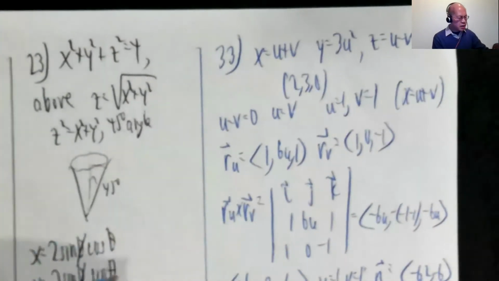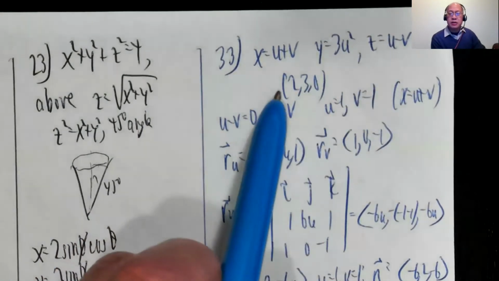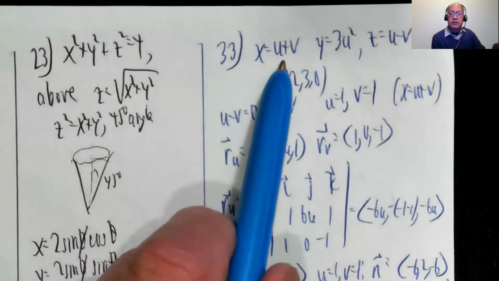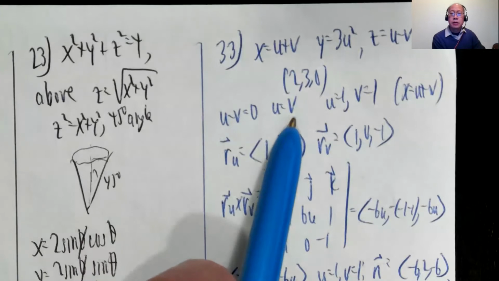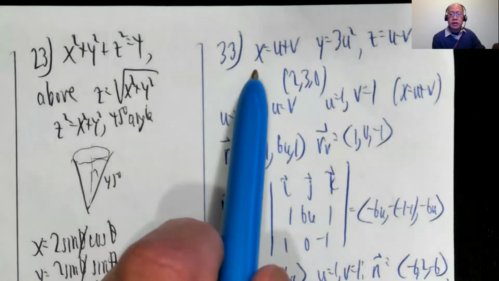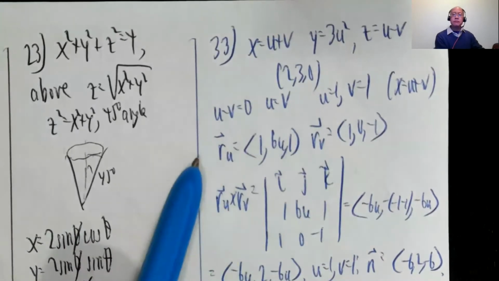Okay, 33, tangent plane. x is that, y is that, z is that, at the point 2, 3, 0. So what are u and v? Well, u minus v has to be 0, which means u and v are equal. If u and v are equal and x is 2, then they're equal to 1. So u and v are 1.